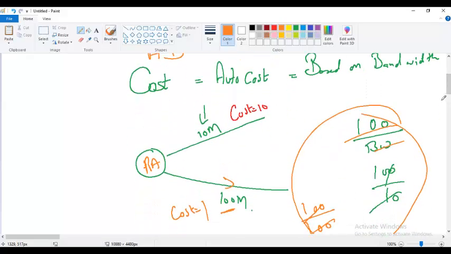Metric of OSPF is cost. And if you don't specify cost, automatically cost is calculated. It is called as auto cost. Auto cost is based on the bandwidth on the link, and the formula is 100 by the bandwidth. Done.